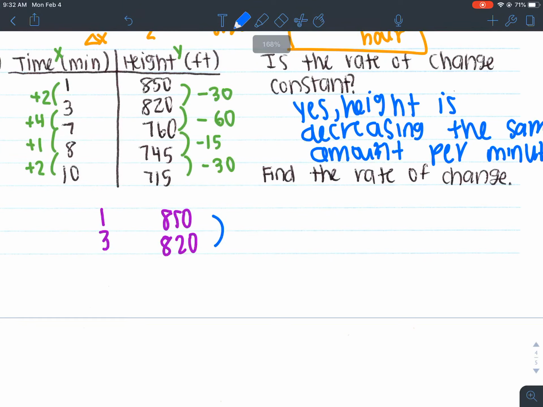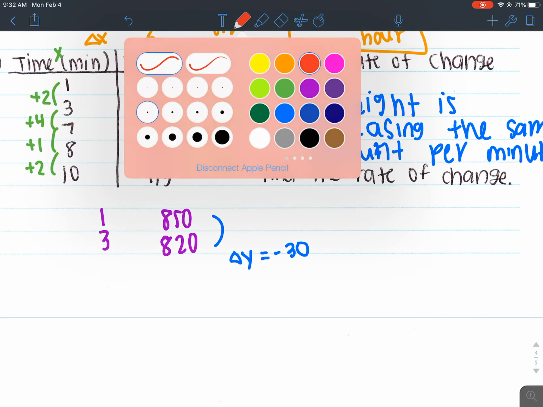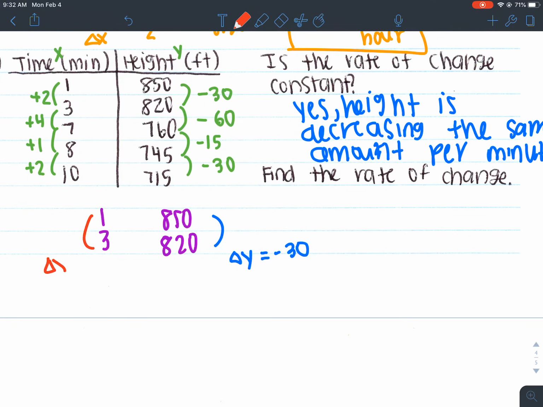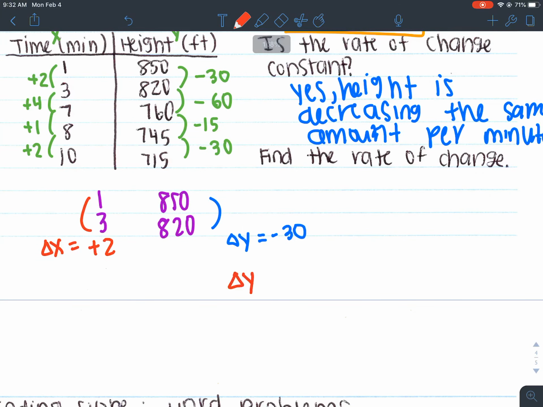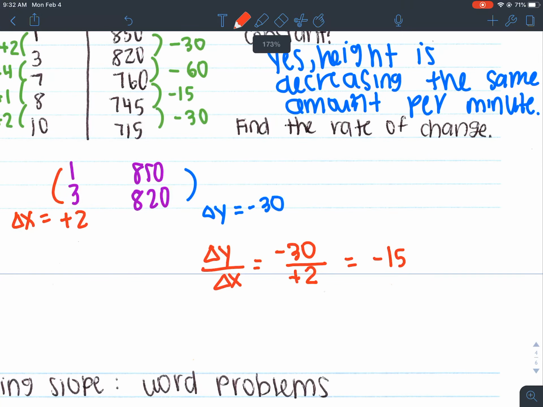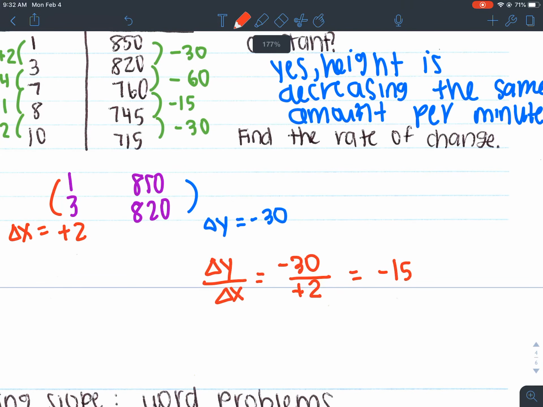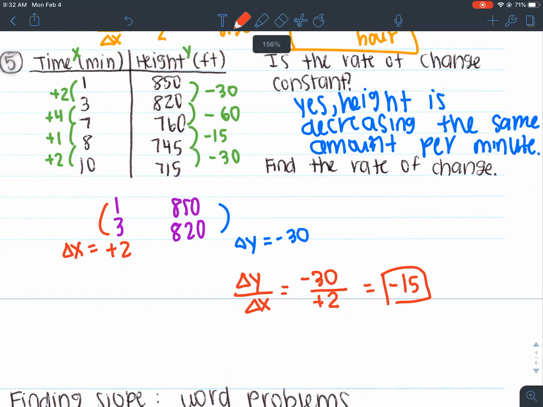So from 850 to 820, my change of y was negative 30, okay? From 1 to 3, my change of x is plus 2. So go ahead and do change of y over change of x. That's going to give me negative 30 divided by positive 2, which is going to be negative 15. And so our rate of change here is going to be negative 15.